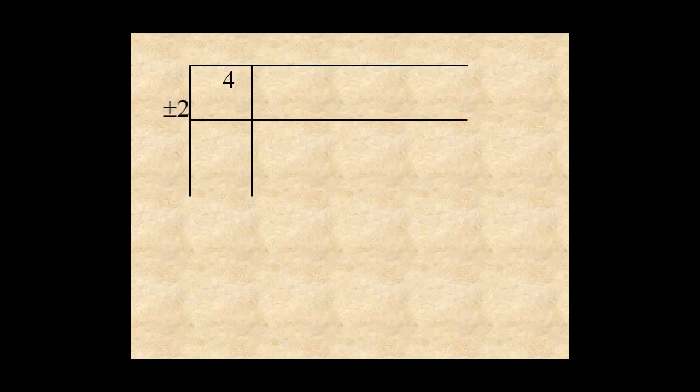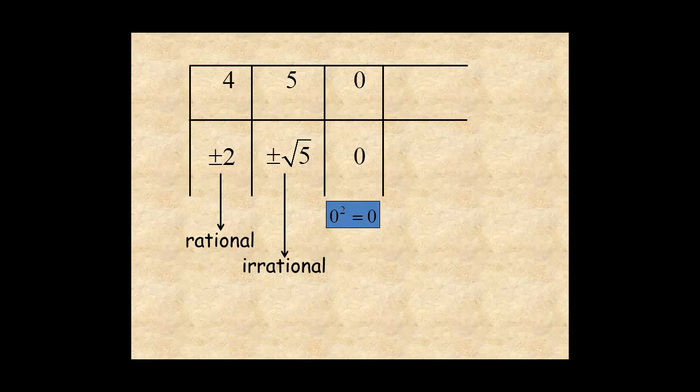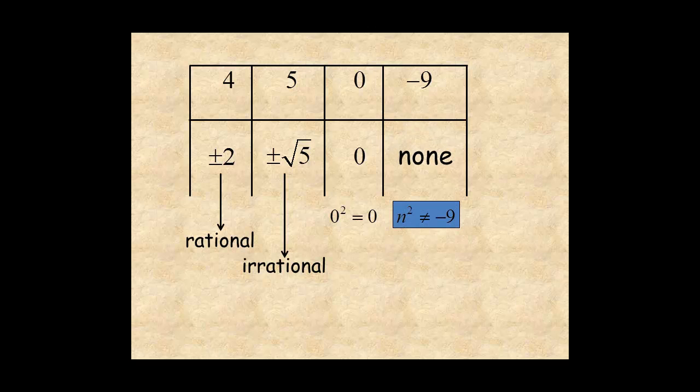So 4 is a positive real number. It has 2 square roots. Because 4 is a perfect square, the roots are rational. 5 is a positive real number. It has 2 square roots. Because 5 is not a perfect square, the roots are irrational. 0 is a number that's neither positive nor negative. It has 1 square root. Negative 9 is a negative real number. It has no square roots, because you can't square a number and get a negative number.